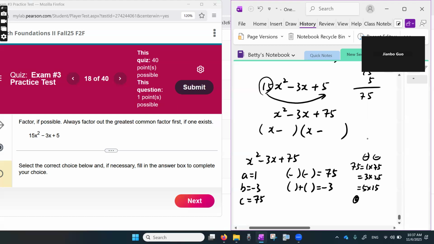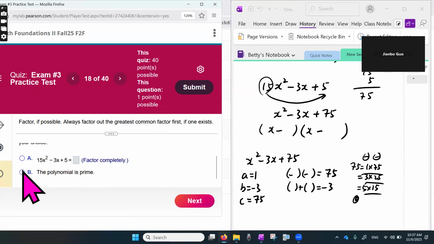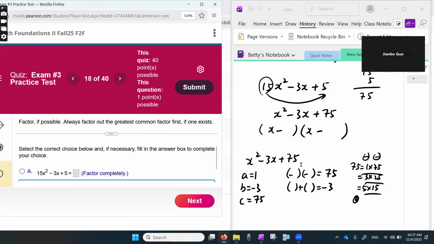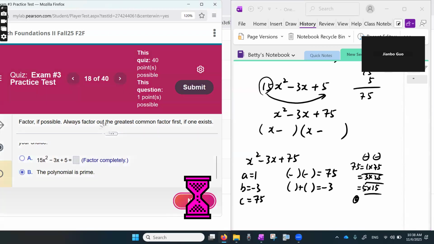But none of them, since both have to be negative, add up to negative 3. This is not factorable, okay? We went through the process and we noticed there are no such two integers that multiply to 75 and add up to negative 3. So the polynomial is not factorable. It's fine.